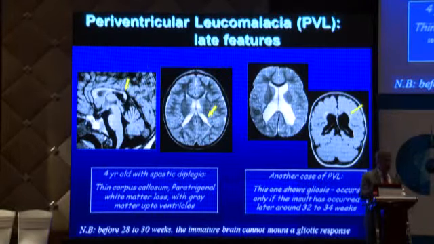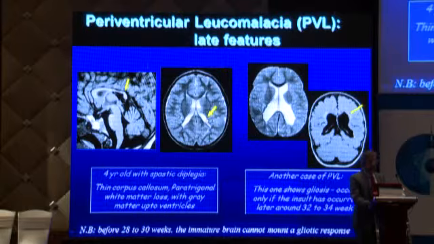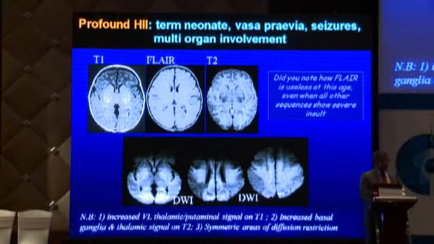So this is classic periventricular leukomalacia, and they usually present with spastic diplegia. The reason for spastic diplegia, that is weakness in the legs more than the upper limbs, is because the leg fibers pass closer to the ventricular margin than the arm fibers. So that was a pattern of periventricular white matter injury and periventricular leukomalacia.